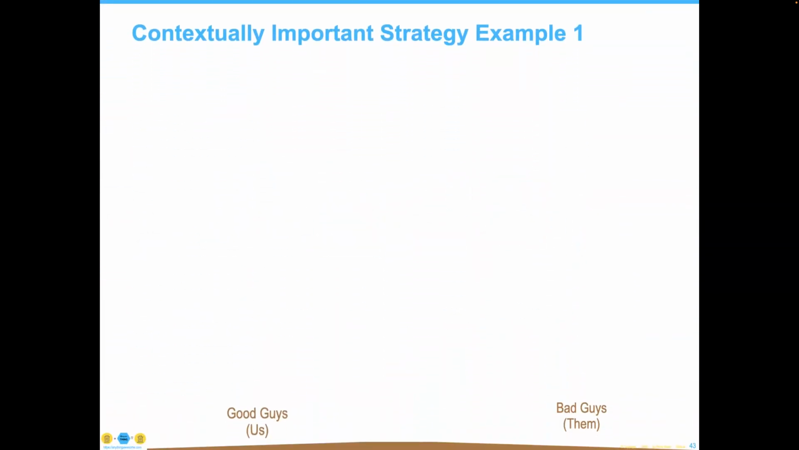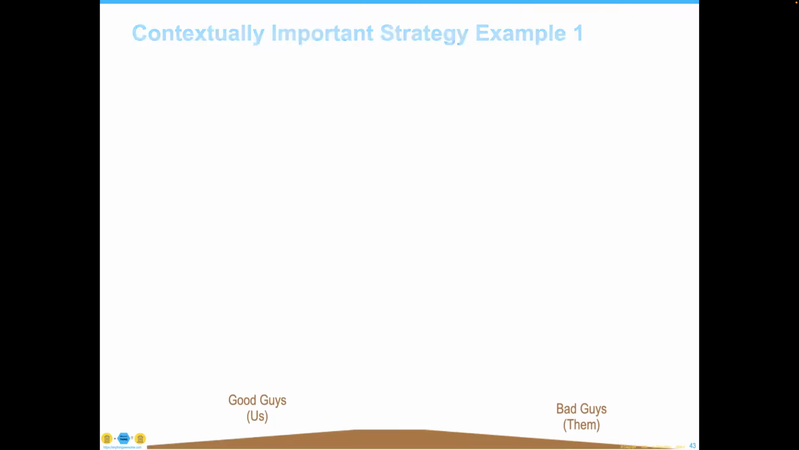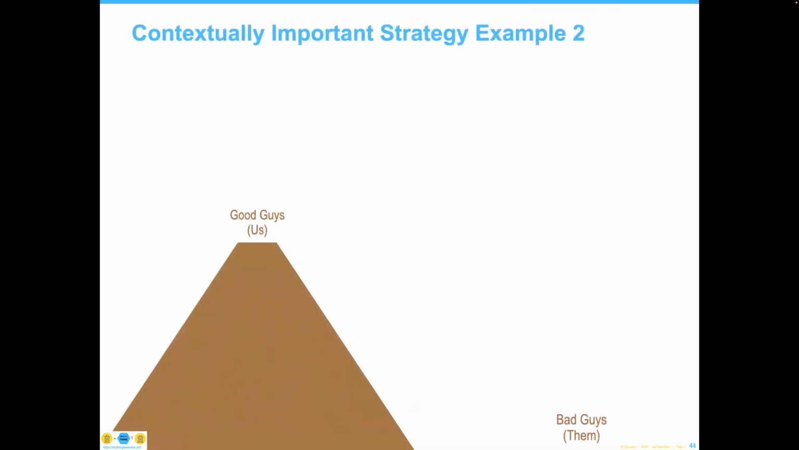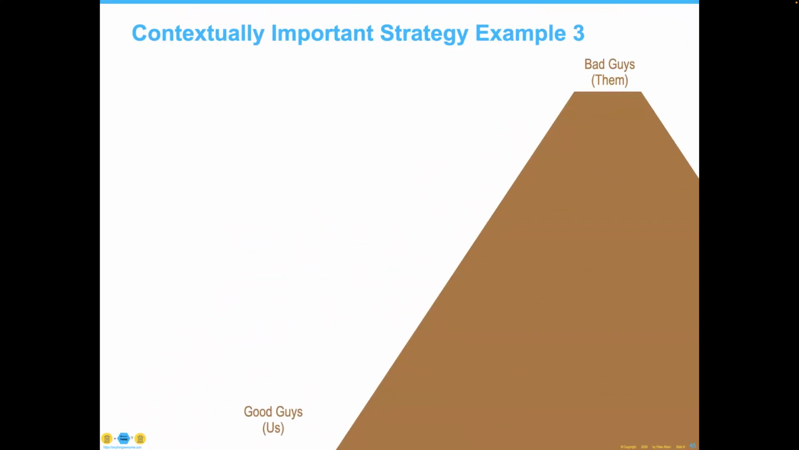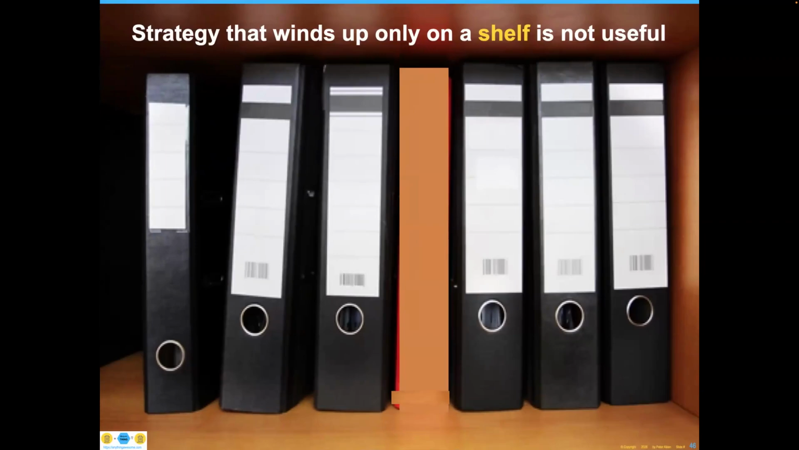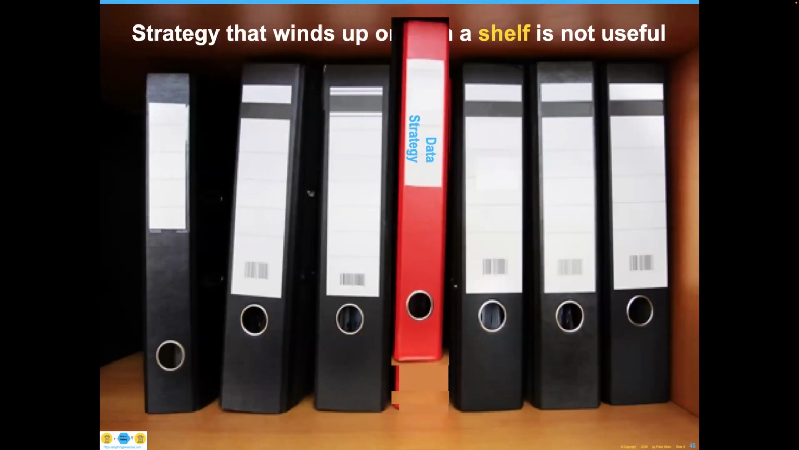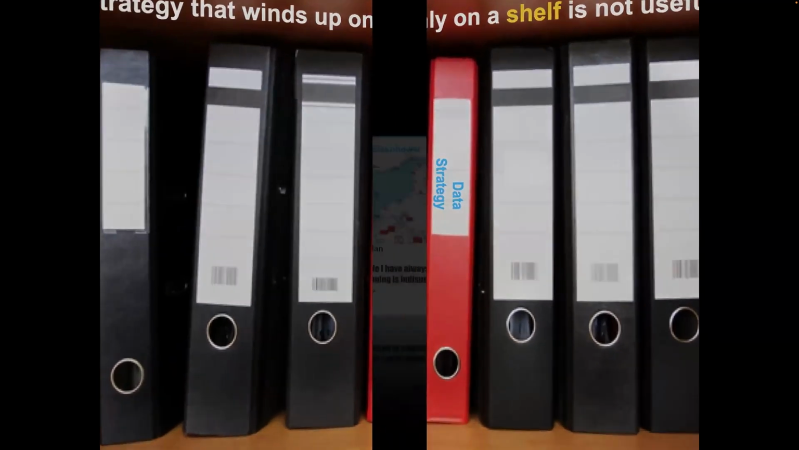And there's a little bit of contextually important information on strategy as well. If we're the good guys on the left-hand side and the bad guys are over there, we might employ one strategy if we were in a contest against them. We might employ a different strategy if we are up here on the top and the bad guys have the low ground. We might still employ a third version of strategy if the bad guys have the top ground and the good guys have the bottom ground. Again, all of these things are critical in here, but the problem is a strategy that winds up on a shelf is simply not going to be useful.